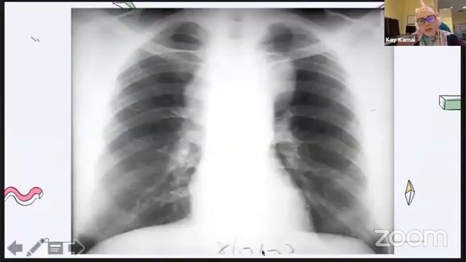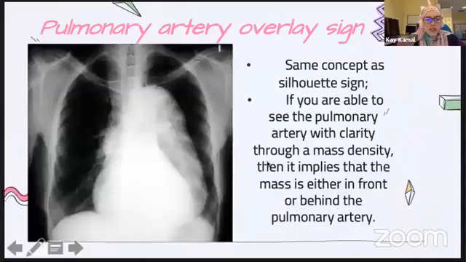It's actually the reverse. Like this one, you're supposed to have an aortic knot here, but then there's a mass over here obliterating. So the silhouette of the aortic knot is indistinct. That's what it means. So like the pulmonary artery overlay sign, you're supposed to have the pulmonary artery here. Same concept. If you are able to see a pulmonary artery in clarity, it means that the mass is either in front or behind. It is not on the pulmonary artery itself. So it could be an anterior or posterior mediastinal mass.